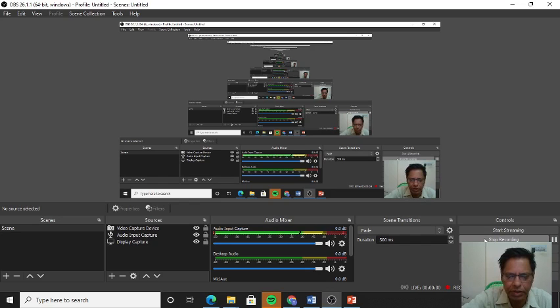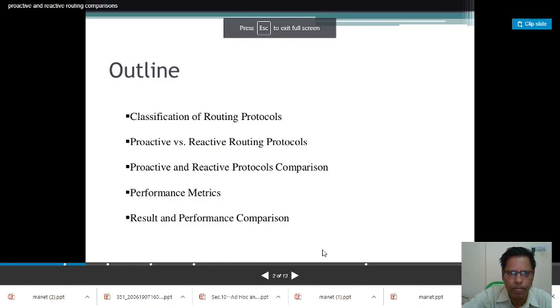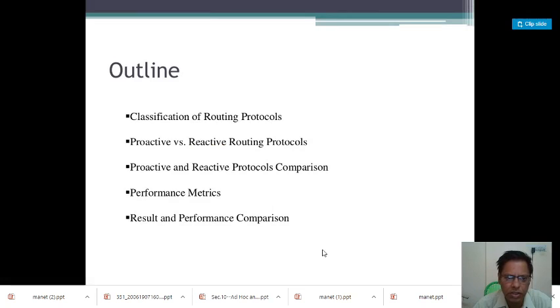Today we are going to discuss reactive versus proactive protocols. The outline explains the classification of routing protocols, proactive versus reactive routing protocols, the comparison of proactive and reactive protocols, performance metrics, and results in performance comparison.